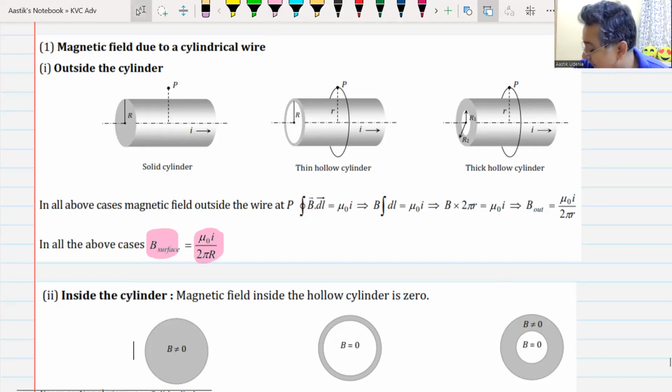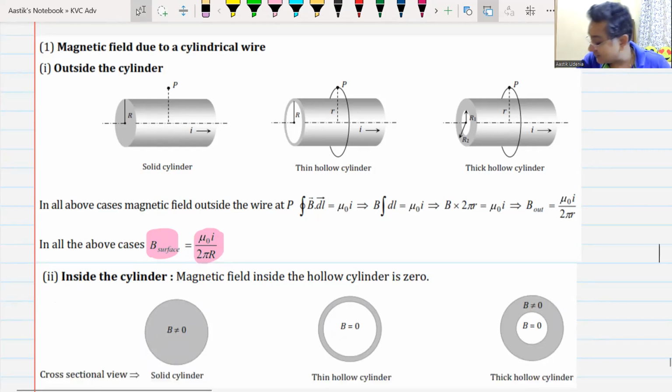the magnetic field inside the cylinder, when there is no material, it is 0. When there is material, it is not 0. Do we understand this? Yes, sir. Do you want to note this down? Yes, sir. Okay, do it fast.